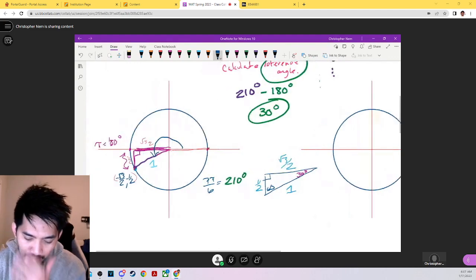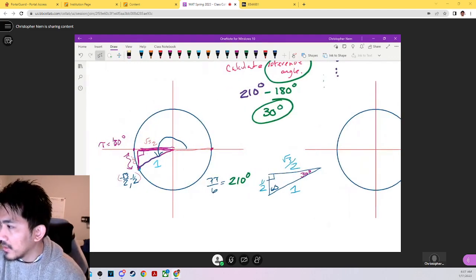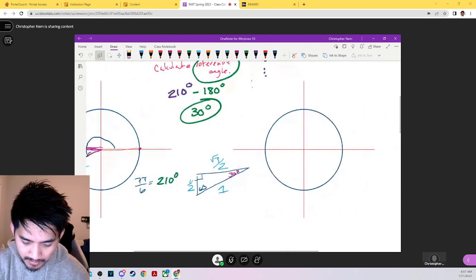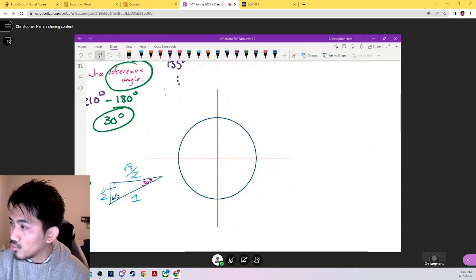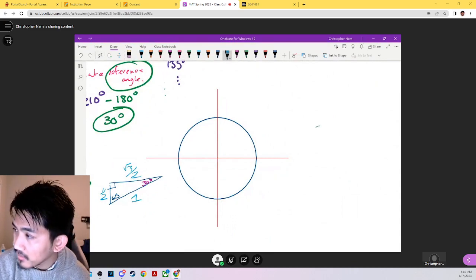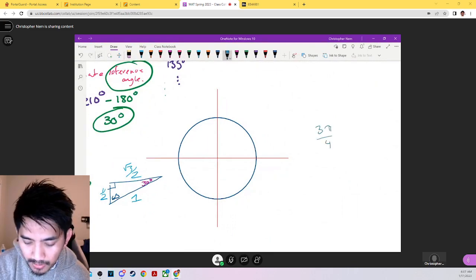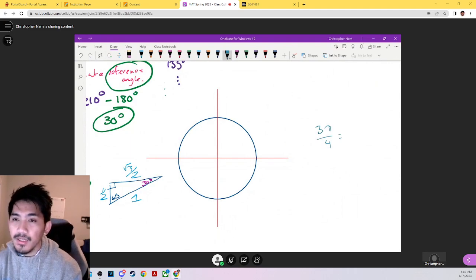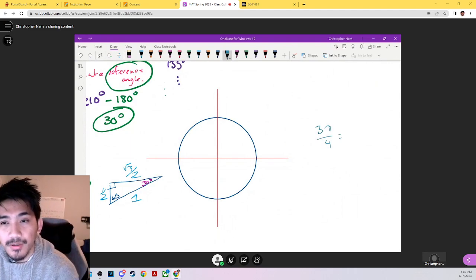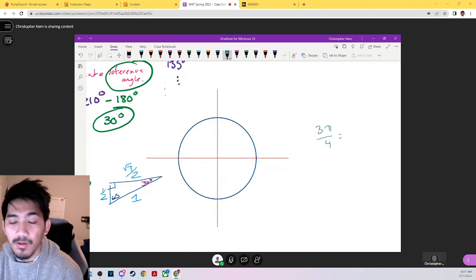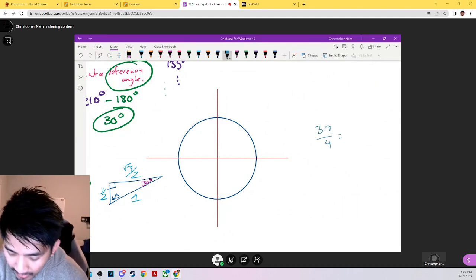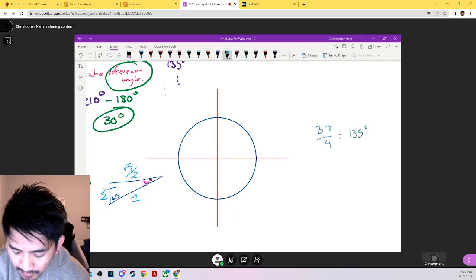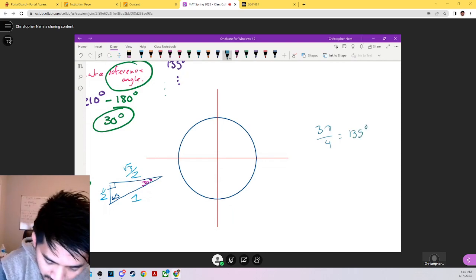And then the last example I'll do here, let's just do 3 pi over 4. If you convert that to degrees, remember to convert radians to degrees, you're going to multiply that by 180 over pi. If you multiply by 180 over pi and simplify, you get 135 degrees. And then that's going to be somewhere around here.